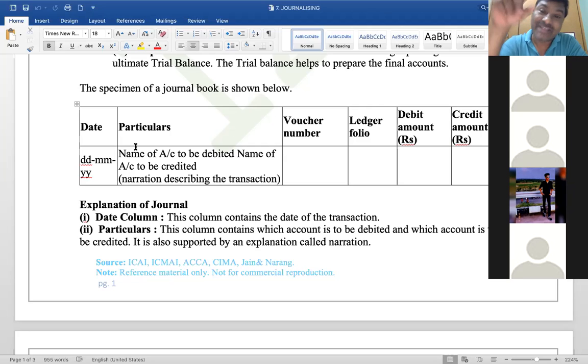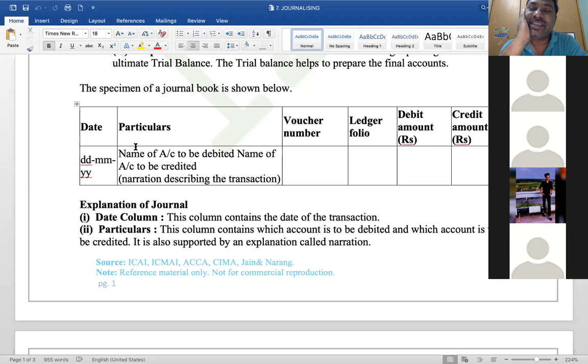In ledger, what will you write? Journal folio. There you will write journal folio. It is the page number in which the transaction is recorded in the journal. And the next column is the debit column. The first line is debit, the second line is credit. The amount against the first line is written in the debit column. The amount written against the second line is written in the credit column.